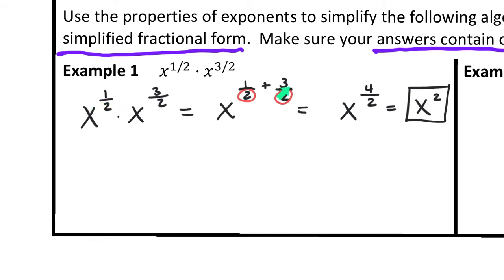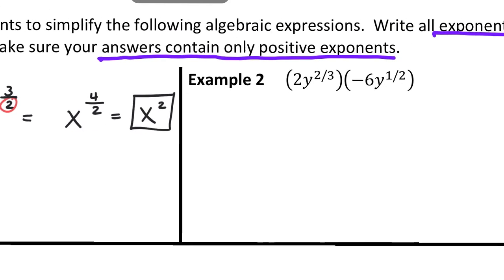Following the progression again, these two are multiplying, so that means that the exponents are going to add. The exponents had a common denominator, and so the numerators add, giving us 4 divided by 2, which simplifies to 2. All right, let's go to example 2.